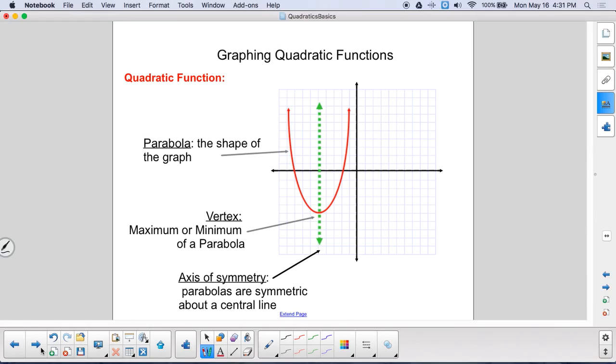Every parabola, or graph of a quadratic, will have an axis of symmetry, which means one side will look like the other. It will have a mirror or a twin on the other side, a point that matches up. And we'll be looking at roots and zeros. When it asks you to find the roots or zeros, it's looking for the x-intercepts of the parabola. Where does this graph cross the x-axis?